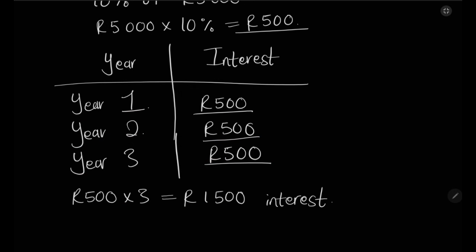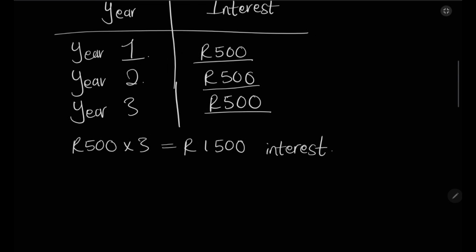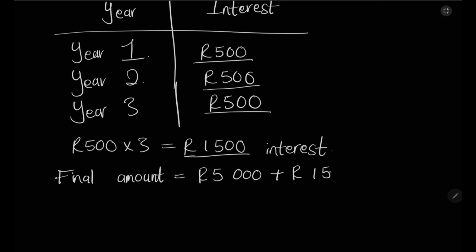So what is your final amount? You've calculated your interest. To get your final amount, you have to start with what you originally had, which is 5,000 Rand. We take this 5,000 Rand here. Let me say final amount. As we just calculated the interest, we had 5,000 Rand in the beginning. We have to add our interest, which is 1,500 Rand. 5,000 plus 1,500 is 6,500. This is your final amount.